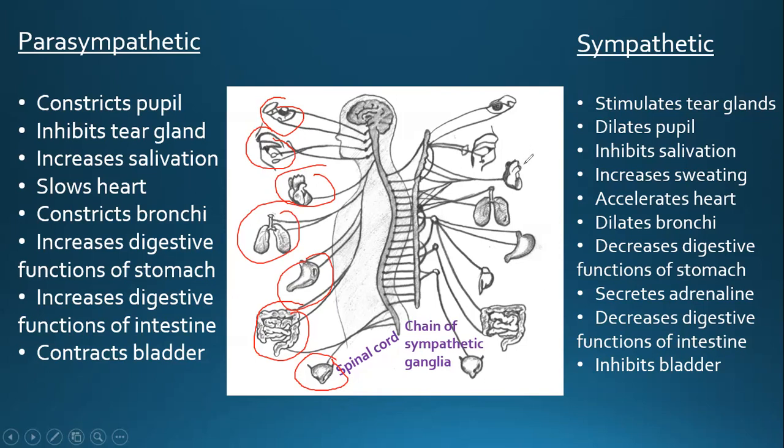Sympathetic accelerates. This is for effective functioning in emergencies. What does it do? It secretes adrenaline hormone, the fight or flight hormone. It stops the functioning of digestion, inhibits the bladder, controls the bronchi, that is the lungs part, accelerates the heart, that is for high pumping of blood, increases sweating, that is the consumption of energy, controls salivation, dilates pupils, that is for extreme controlled vision, and affects tear glands. So all these functions will be carried out by the sympathetic.